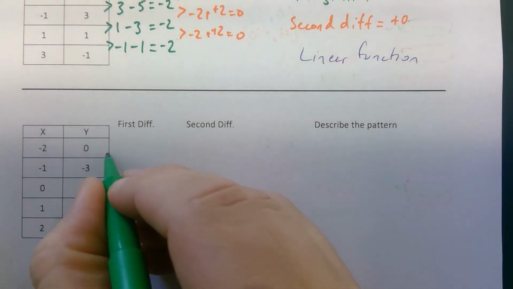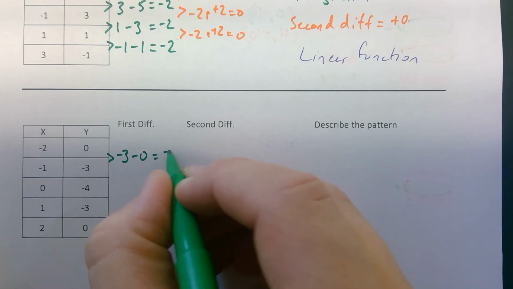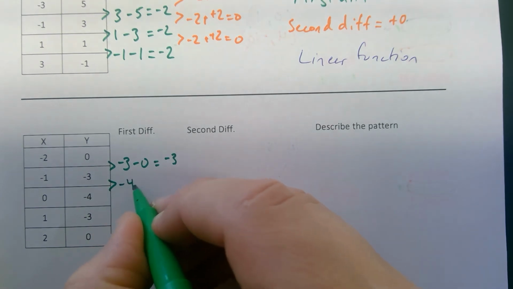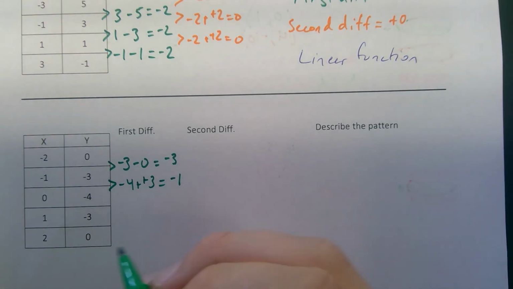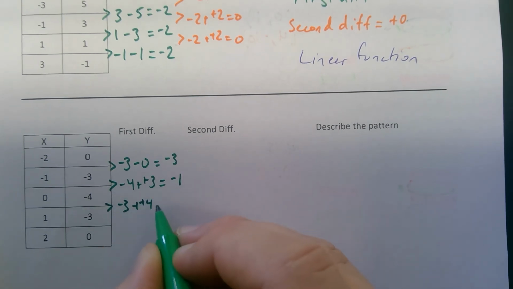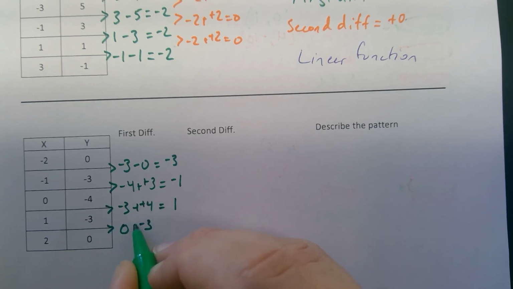All right, so we'll do some first differences here. Remember, we do the second one minus the first one. So -3 minus 0 is -3. Now we've got -4 minus -3. So -4, we've got to go +3, gives us -1. If you need to use a calculator in some of these, that's fine too. -3 minus -4, so -3 plus 4 is going to give us +1. And then 0 minus -3, 0 plus 3 is going to be +3. So I don't really see a pattern here. I see some 1s and some 3s, some negatives and positives. So maybe there's something to it.